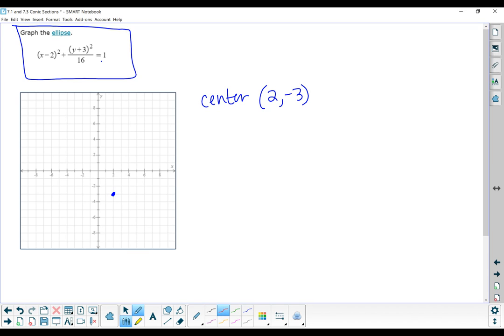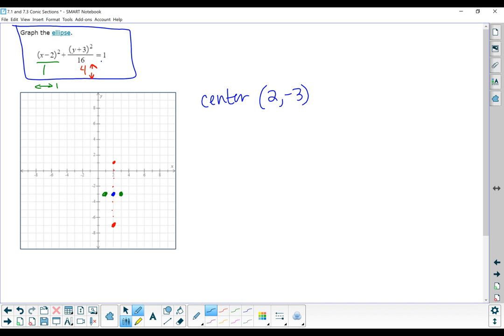A lot of people say, okay, I can count out 4 in the y direction: 1, 2, 3, 4, 1, 2, 3, 4, but the x direction gives them a little trouble. You need to realize that that denominator would be a 1, and 1 squared is 1, so we're going to count in each direction by 1. So this one is a very skinny, elongated ellipse.